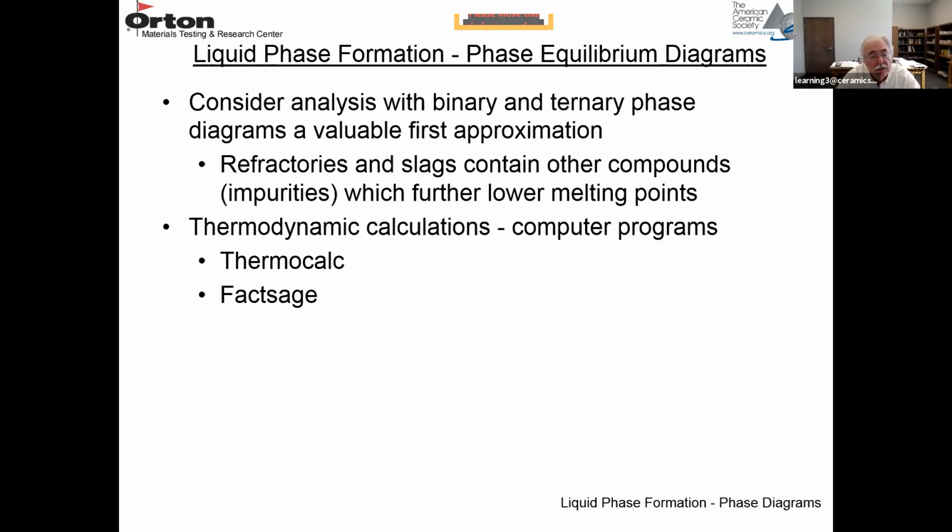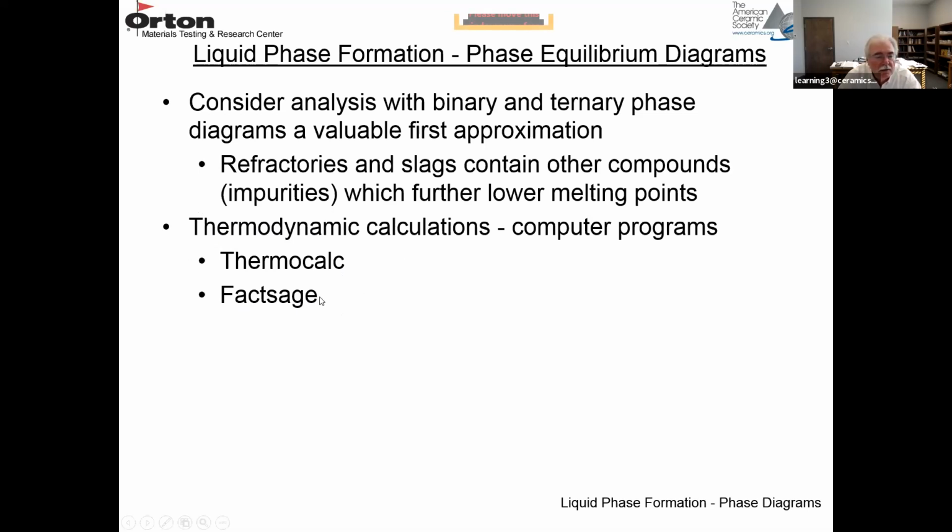Or if you have thermodynamic data for all the possible compounds that can form, you can do a thermodynamic calculation. So it's a complex calculation, and there are computer programs that you can buy where people have tabulated all the possible thermodynamic data for all the possible compounds. And some of these computer programs are listed here. One's called ThermoCalc, one's called FactSage. So the best way, if you're trying to determine compatibility between slags, glasses, metals, and a particular refractory composition, is to use these types of programs.